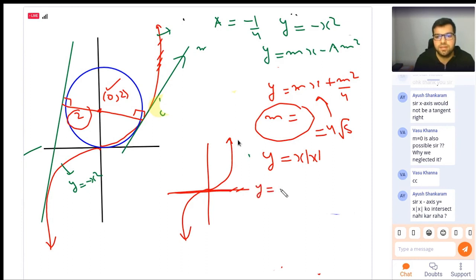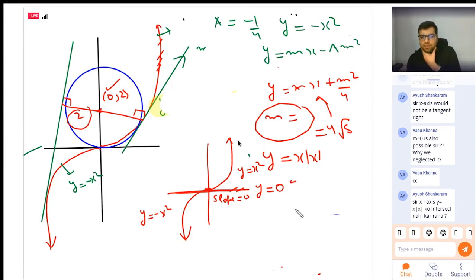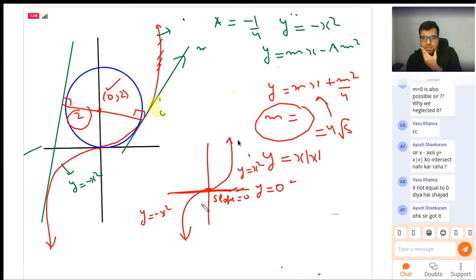Why not? Shall I draw the graph again? See, here its slope will be for y equal to x square for the first quadrant, and for the third quadrant, below the x-axis, it is y equals minus x square. So here the tangent's slope will be equal to 0. Slope 0, so this is y equal to 0 only. Is it clear now, Ayush? y equal to x mod x intersects the x-axis, and the x-axis is the tangent. Great. Okay, so this was all.